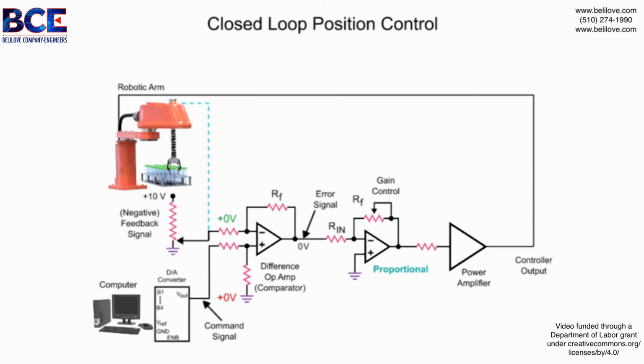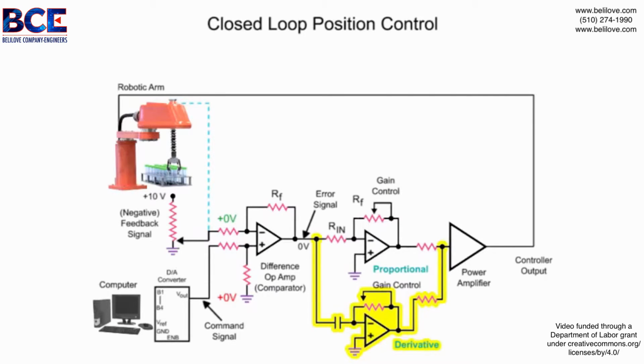To achieve a fast response time and minimize overshoot of the desired position, a derivative amplifier is added to the circuit. The derivative amplifier produces an output while the signal applied to the amplifier's input is changing. As the arm lags behind the command signal, the error signal generated causes the derivative amplifier to produce a voltage that adds to the output of the proportional amplifier. The sum of both voltages is applied to the power amp, which results in the robotic arm accelerating at a similar rate to the changing command signal.